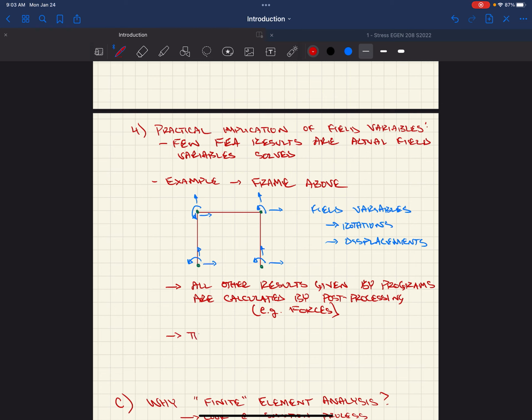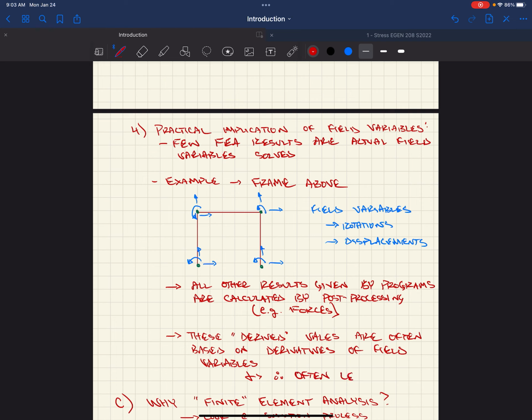And these derived values are often based on the derivatives of the field variables, and therefore they're often less accurate. If I can spell.